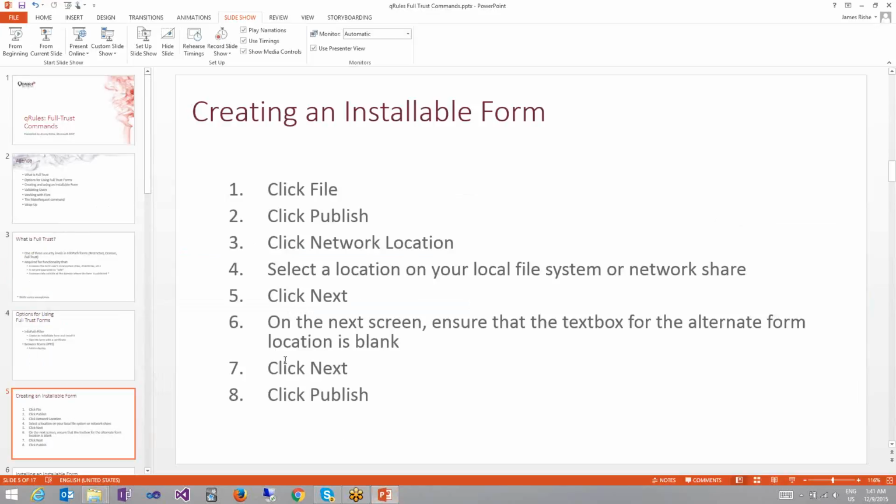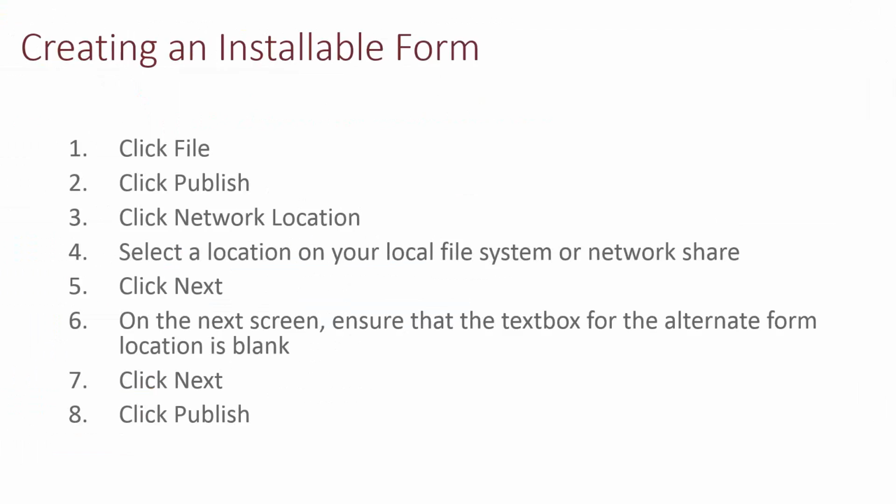Okay, so back to the slide deck. We can see the steps I carried out. I clicked the file menu. I selected publish. I picked publish to a network location, picked the location, next. I made sure that text box was blank on the screen after that. Hit next and then publish.